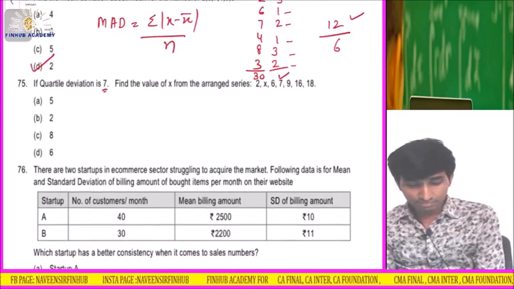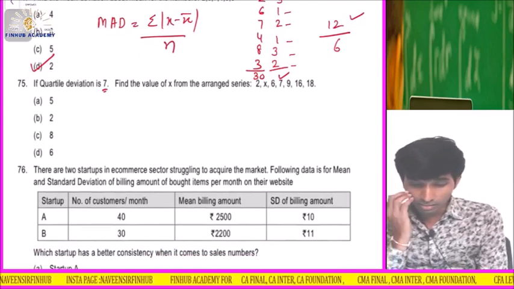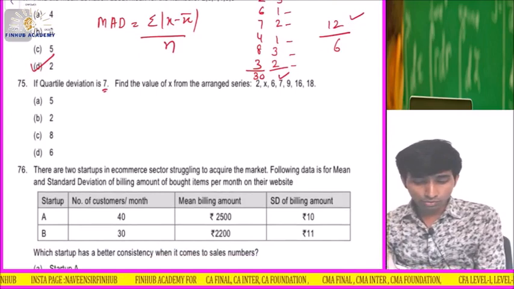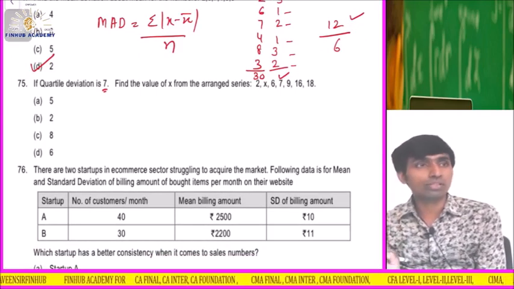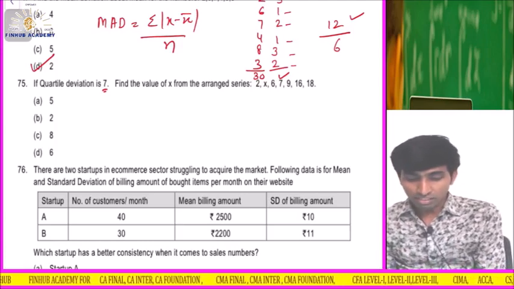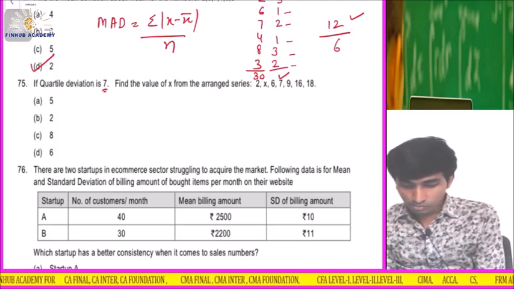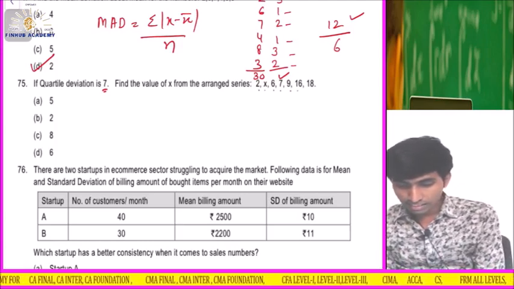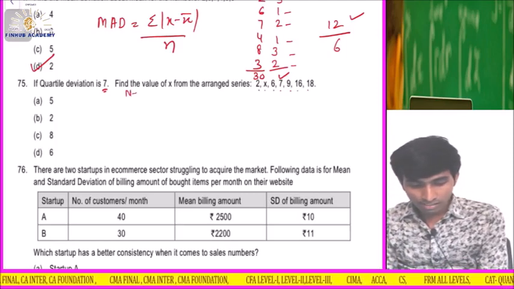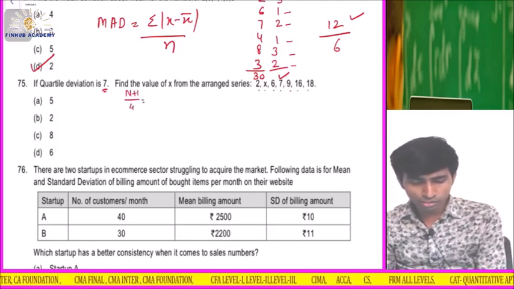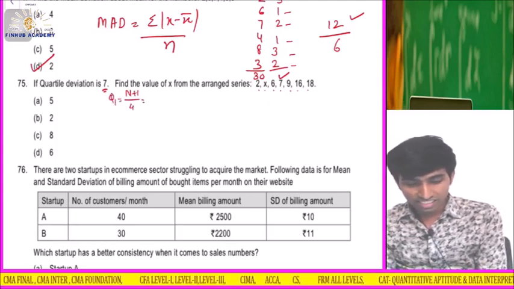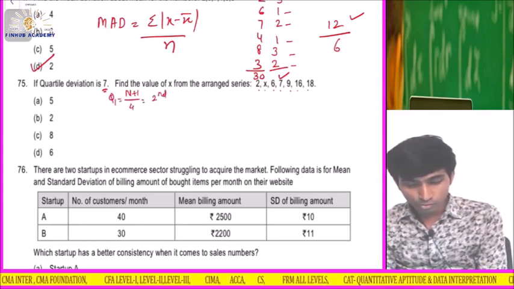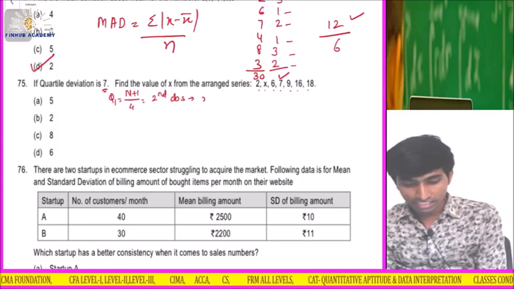The quartile deviation is 7. Find the value of x from the arranged data. Okay, this is already arranged. So what you have to find is the value of x, the quartile deviation is given. Okay, let's do it. Now let's say this is 1, 2, 3, 4, 5, 6, 7. So we know that n plus 1 upon 4 is the position of what? First quartile, Q1 position. Okay. So 7 plus 1, 8, divided by 4 is 2. So second data. So my Q1 is what? Second observation, that is x.